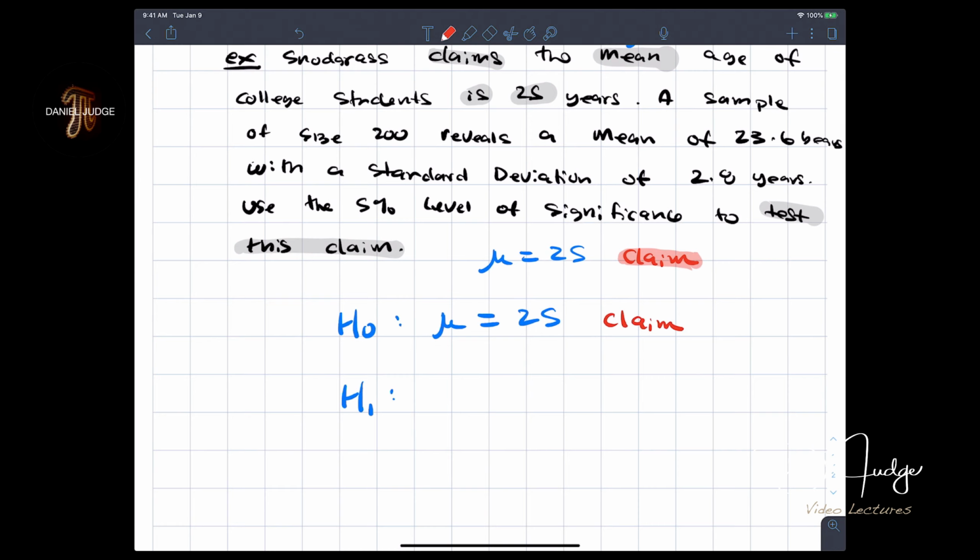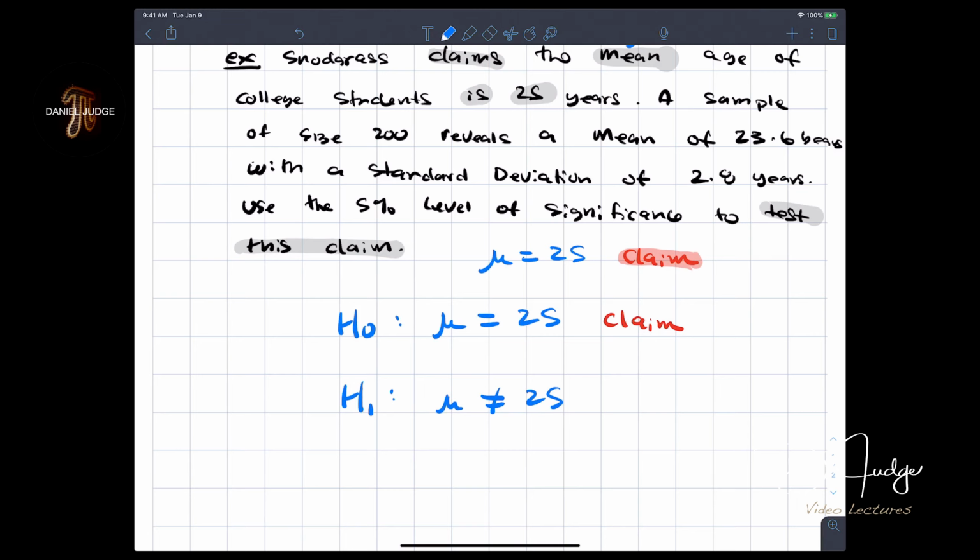Right? What's the opposite of equal to 25? Does anybody happen to know? Not equal to 25. Those are logical opposites. Either you are 25 or you are not 25. Okay? These statements always have to be opposites. All right, we're going to see that.